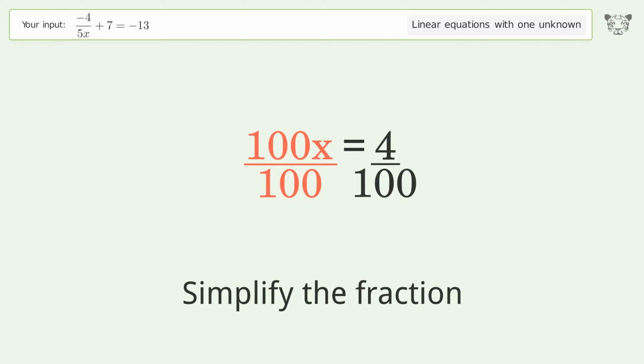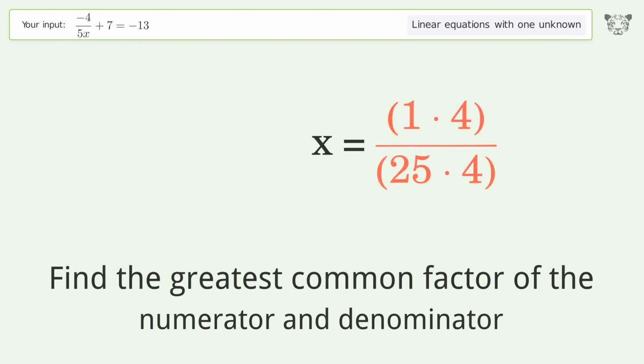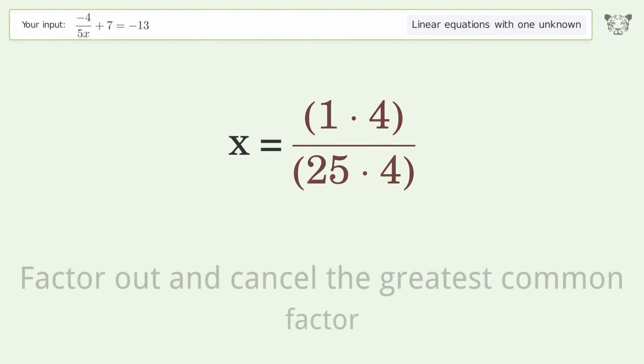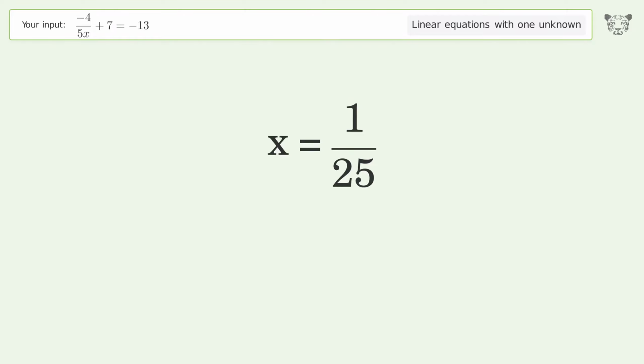Simplify the fraction. Find the greatest common factor of the numerator and denominator. Factor out and cancel the greatest common factor. And so the final result is x equals 1 over 25.